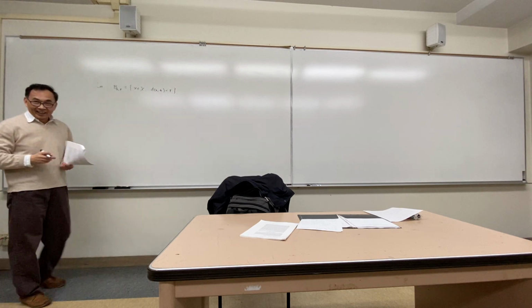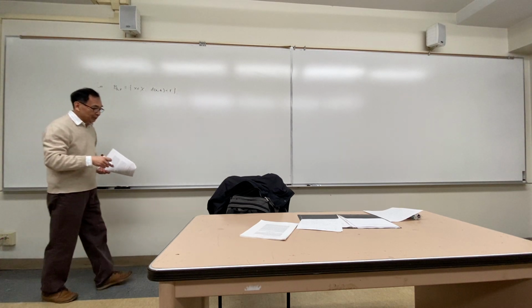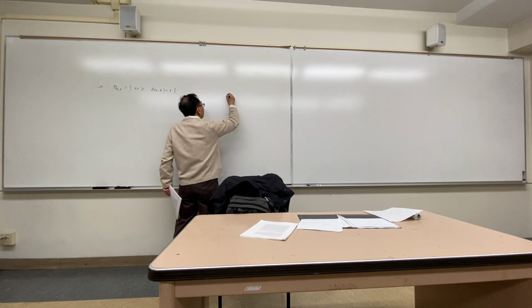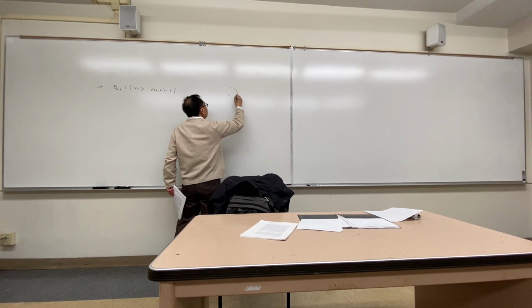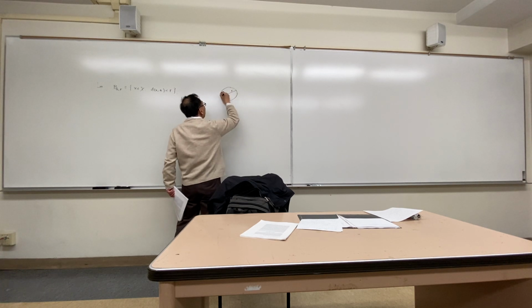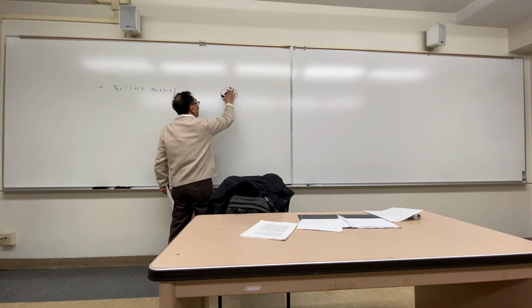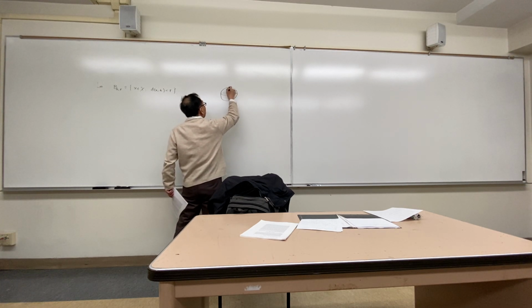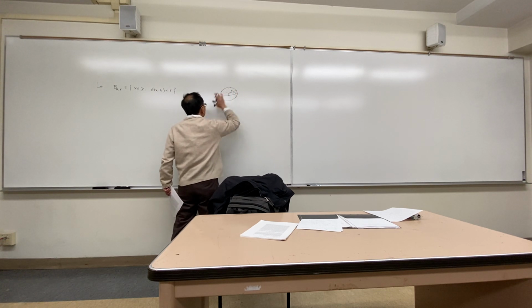And in R^n, this is the usual ball of radius r. So this is the center A, and then every point that has distance to A less than r is inside this ball, right? So the distance between the point and A is less than r. That is inside the ball.